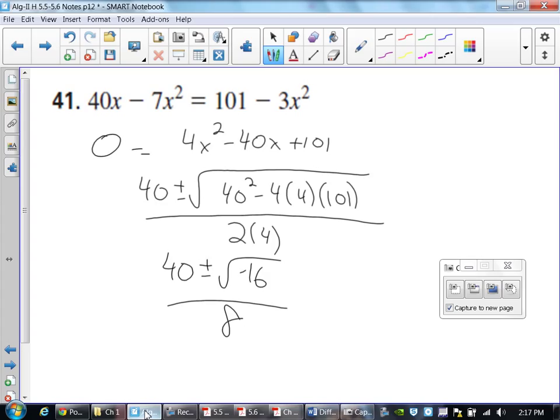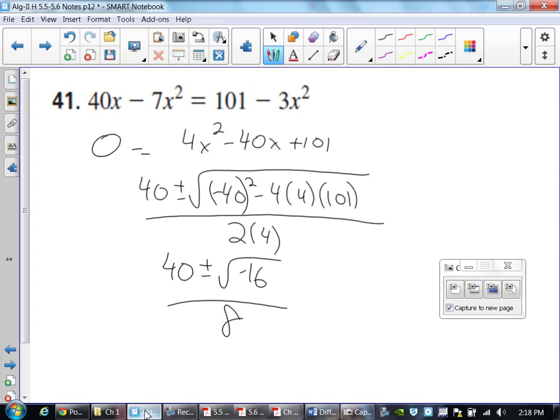So what's the square root of negative 16? Yeah, i. So it's 4i. Okay, 4i. I got this by typing this in my calculator, just the way it's written: 40 squared minus 4 times 4 times 101. And I hit enter, and I got negative 16. Because you probably wrote negative 40 squared and didn't put it around the parentheses. Because I know that's what you're gonna screw up.